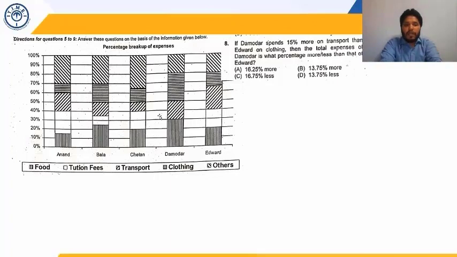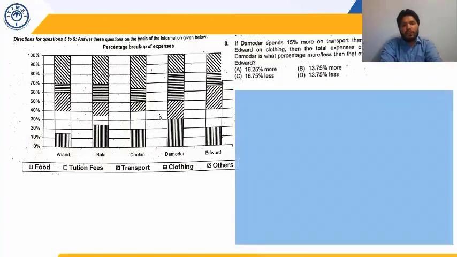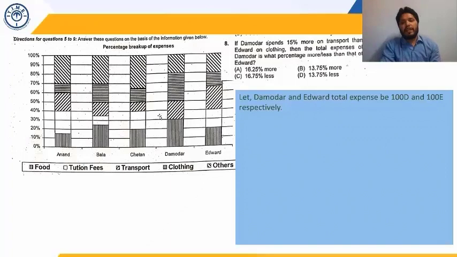Okay. So here the second rectangle is going to be transport because tuition fees is not there. Okay. So let's start solving the question. Let us suppose Damodar's and Edward's total expenses to be 100D and 100E respectively. We have to assume something. We can assume 100X or Y also or something else also. But we have assumed Damodar's and Edward's total expenses to be 100D and 100E respectively.